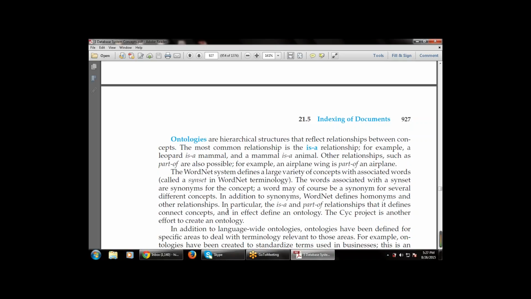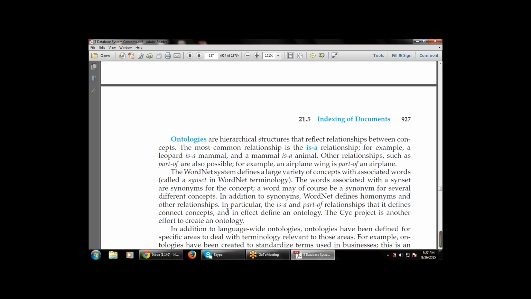The WordNet system defines a large variety of concepts with associated words, as used in the WordNet terminology. The words associated with the synset are synonyms for a concept. In addition to the synonyms, WordNet defines the homonyms and other relationships also. And there are two relations, the "is a" relation and the "part of" relation, that connect terms or concepts, and in effect define an ontology.